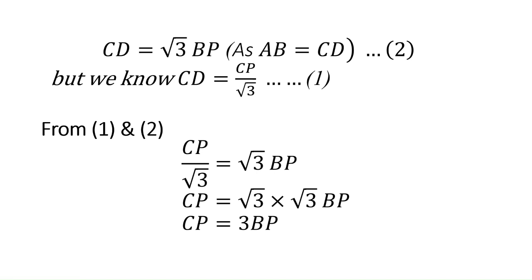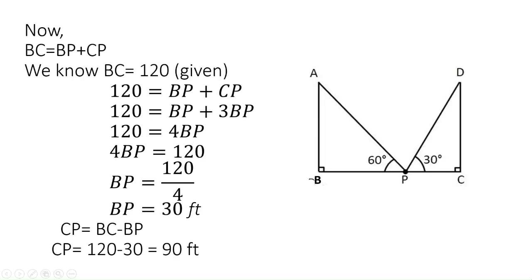So from equations 1 and 2, what can we write? CP by root 3 is equal to root 3 into BP. So CP obviously becomes root 3 into root 3 into BP. Root 3 into root 3 is 3. So CP is equal to 3BP. We are able to simplify it. Okay. CP is equal to 3BP. Right?